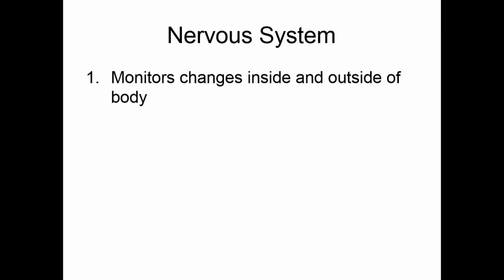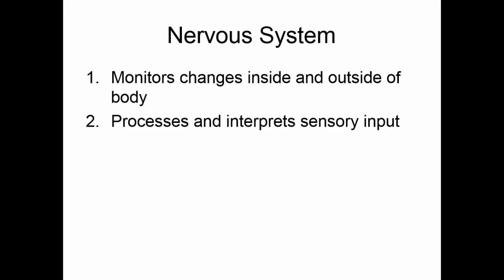The nervous system is the system that allows our body to communicate with the different parts. The function of the nervous system includes monitoring changes inside and outside of the body. We call these changes stimuli. This sensory input is then processed and interpreted.